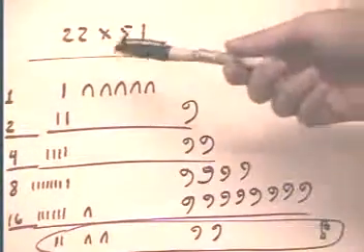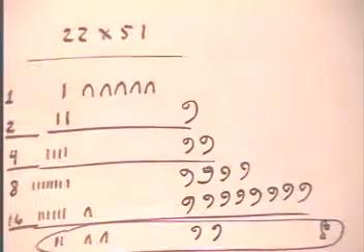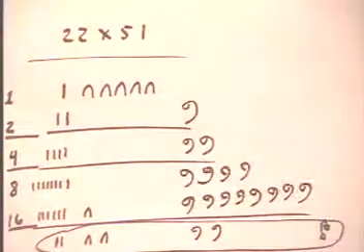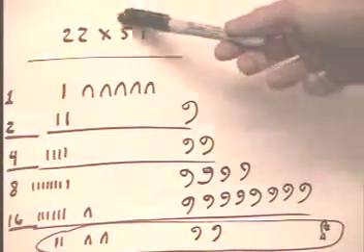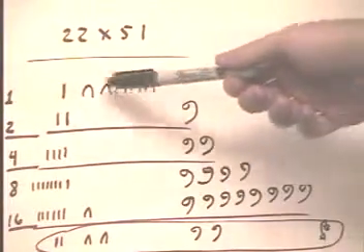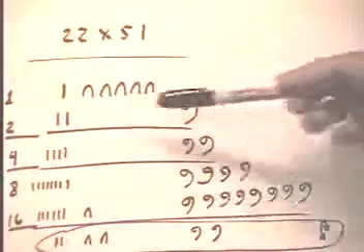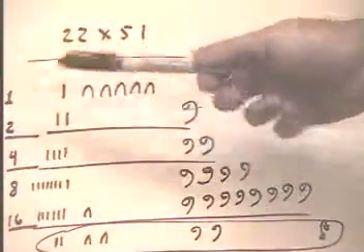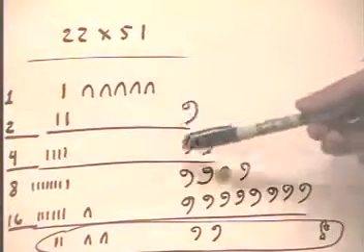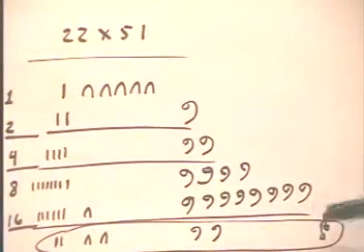In order to multiply 22 by 51 using the Egyptian system, we first indicate 51 as 5 heel bones and a slash. And of course I assume that you're familiar with the meanings of these symbols. The heel bone is 10, the slash is 1, the scroll is 100, the lotus flower is 1,000, and there are a couple of other symbols that the Egyptians used.